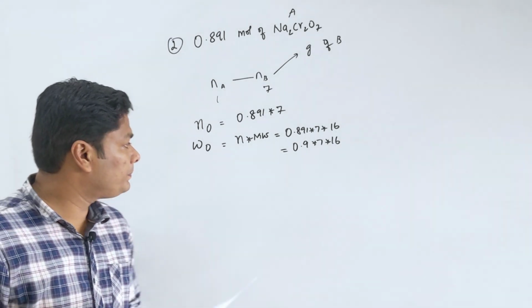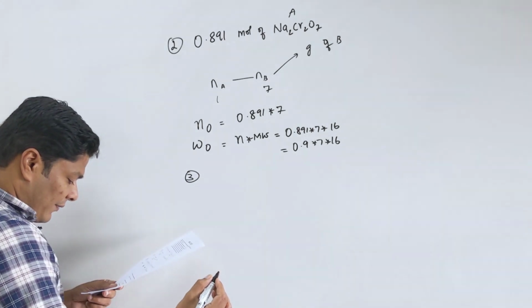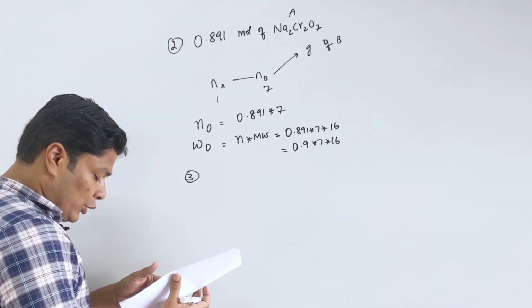Number 3. The compound given is B2O3. Find the number of atoms in a 35.8 grams sample of B2O3.